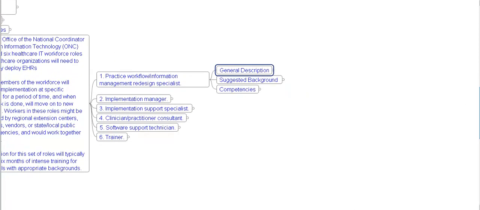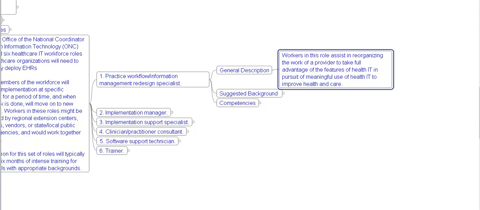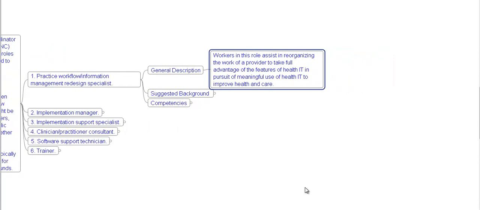General description, suggested background, and competencies. Workers in this role assist providers in recognizing the work of a provider to take full advantage of the features of health IT in pursuit of meaningful use of health IT to improve health and care.